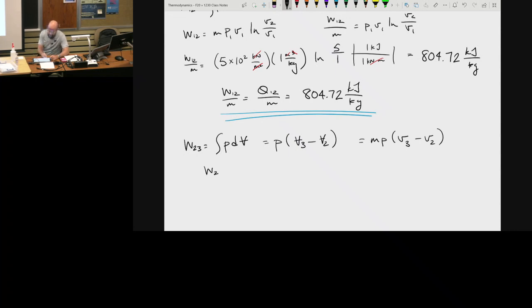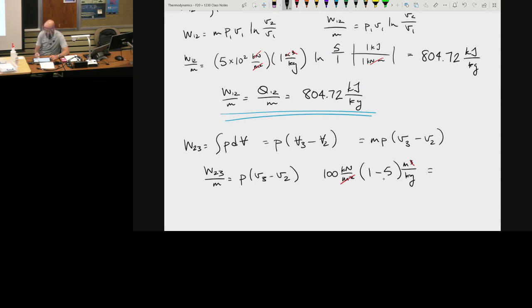And we can find that work 2,3 over mass is equal to pressure times V3 minus V2. Very similar to what we had before. The pressure there is equal to 100 kilonewtons per meter squared. The specific volume at 3 is 1. The specific volume at 2 is 5, and this is going to be in meters cubed per kilogram. Again, we check our units to make sure they work out. We have kilonewton meters, which is a kilojoule per kilogram. And we're good to go.